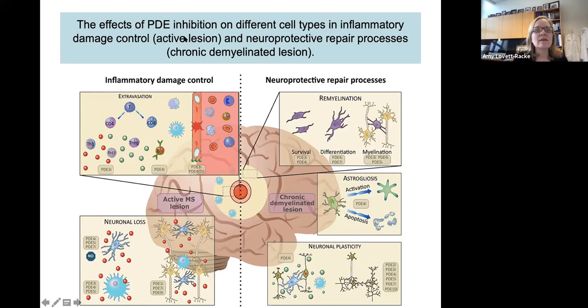And the reason this is interesting is because phosphodiesterases play roles in how T cells function. They play roles in how oligodendrocytes function, neuronal plasticity, astrogliosis, so a whole bunch of targets that are potentially relevant in MS can potentially be modulated by inhibiting phosphodiesterases. So we're going to talk about that.